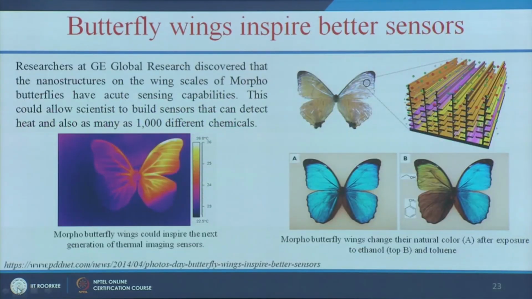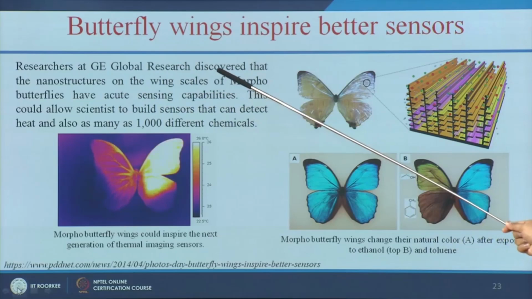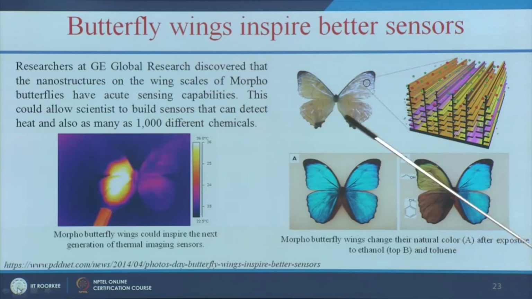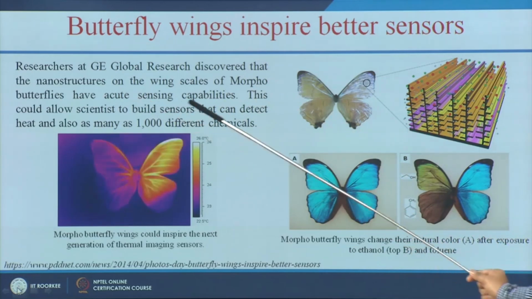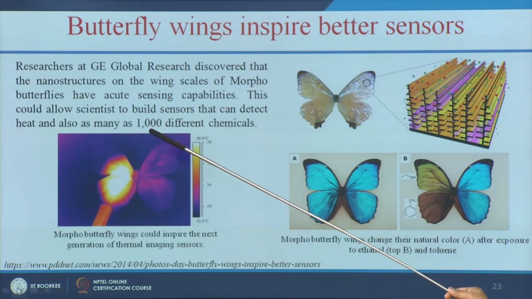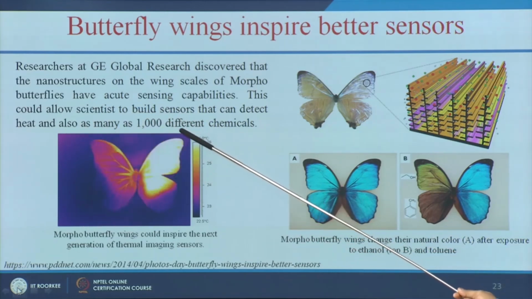And not only that, butterfly wings can also be a very good sensor for heat as well as various chemicals. Researchers from GE Global Research discovered that the nanostructures on the wing scales of morpho butterflies have very good sensing capability. This will allow scientists to build very sensitive sensors which can detect heat as well as more than 1000 different kinds of chemicals.